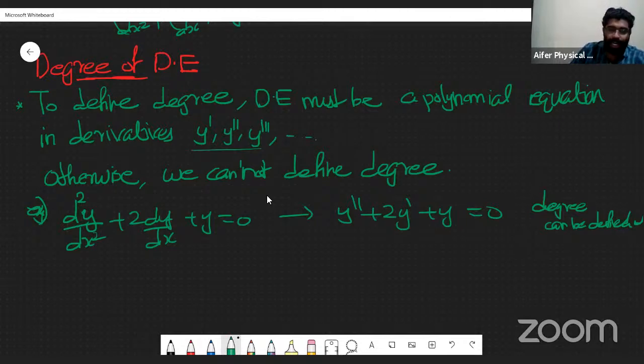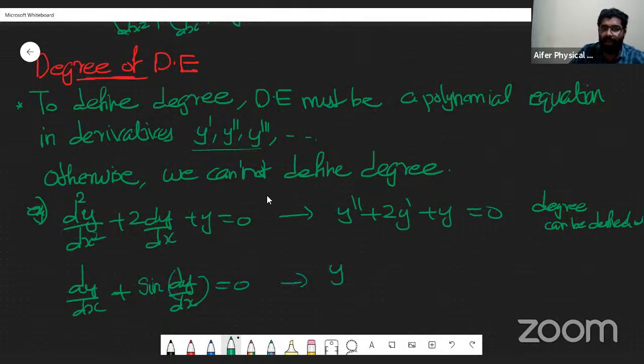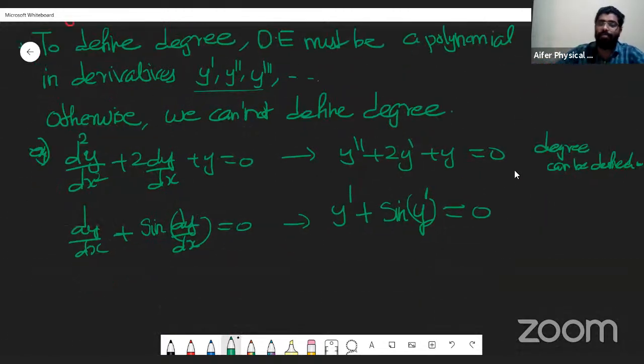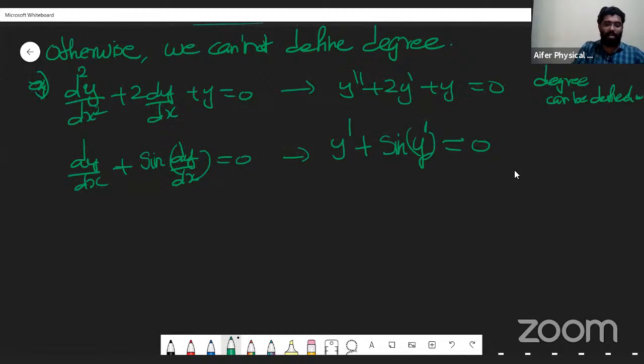Now, if I take another equation, say dy by dx plus sine of dy by dx equal to 0. Here, if you see, y prime plus sine of y prime. This is not a polynomial in derivatives, since it contains y prime inside the argument of sine. So this is not a differential equation with a definable degree. We cannot define degree of that differential equation.